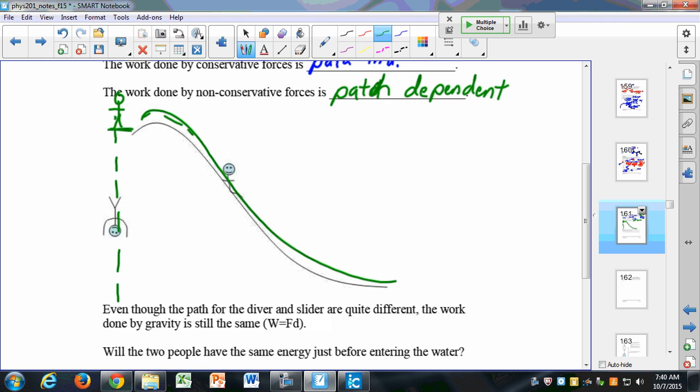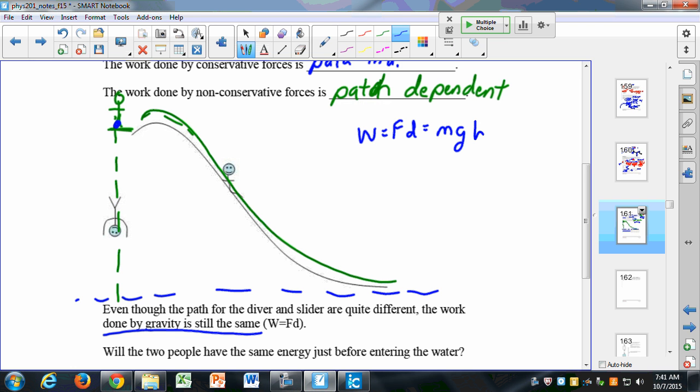In this case, the work done by gravity is the same for both of them because they're both beginning here and they're both ending at this height. So they have the same change in height. So the work done by gravity is still the same, right? That work is just equal to force times displacement, which is m times g times h, assuming that he starts up at this height, which we'll call h. So the work done by both of them is equal to mgh.